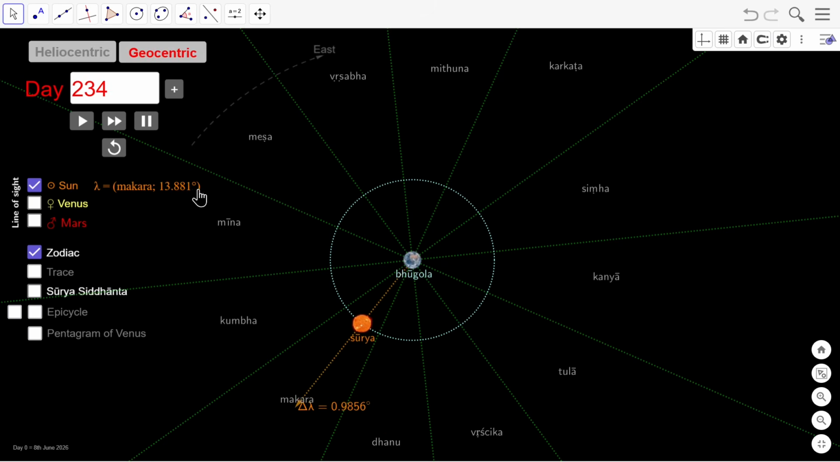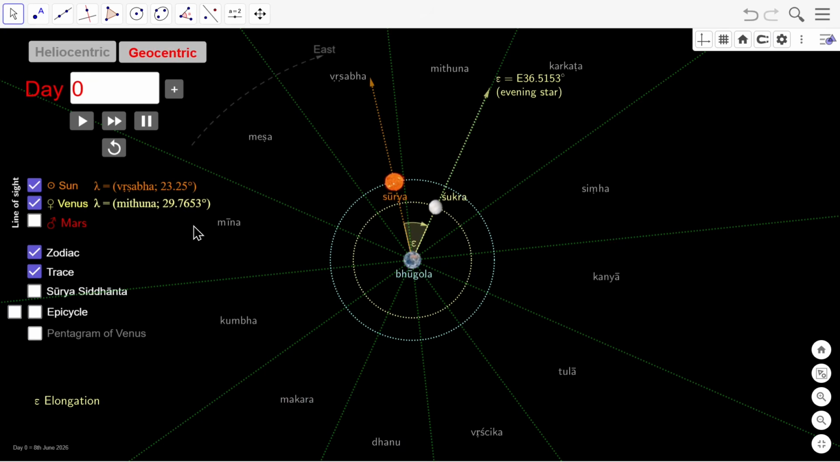Now what happens if I bring in Venus? I'm going to reset this back to day 0 and turn on the line of sight of Venus. So here is Shukra. Now immediately something should strike you. You should be able to notice that Shukra is orbiting Bhugola. But this is not correct. This is not the reality. You know that in reality, Shukra is orbiting Surya, not Bhugola. But the ancient Hindu astronomers believed that Shukra is orbiting Bhugola.